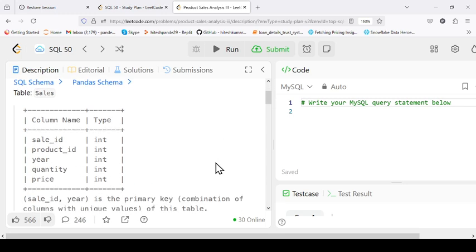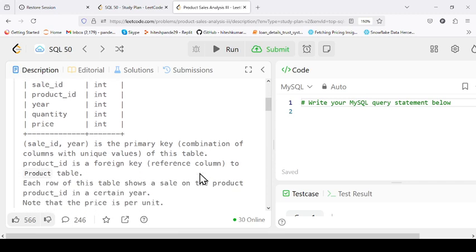In the SQL schema we have a sales table where the schema is given to you. Sales ID is the primary key column, which means a column with unique values. It is not null, so null values are not accepted here. Product ID is a foreign key that takes its reference from the product table. Year, quantity and price are each of integer type.